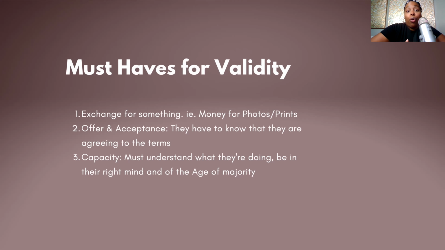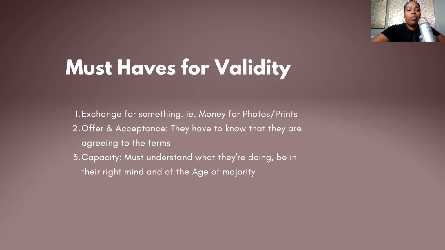They have to know what they're agreeing to. And they have to be comfortable with what they're agreeing to. So you always want to make the offer and wait for their acceptance. And of course, the person must have the capacity to understand. The age of majority is important. You can't make an agreement with someone who is not of age and who is not in their right mind. That's where the contracts will end up being invalid.